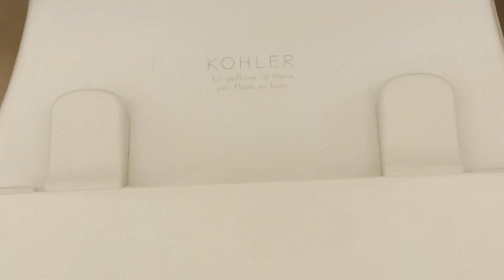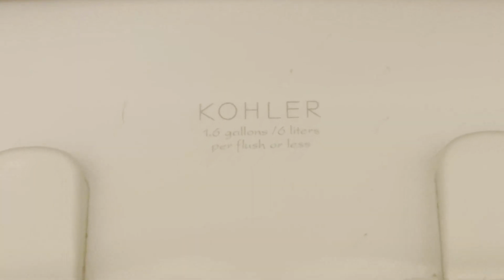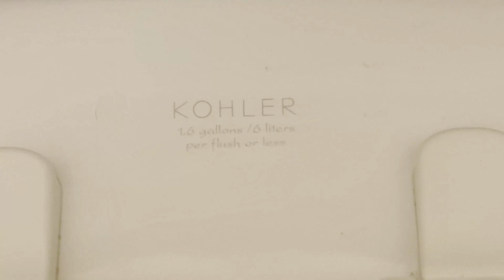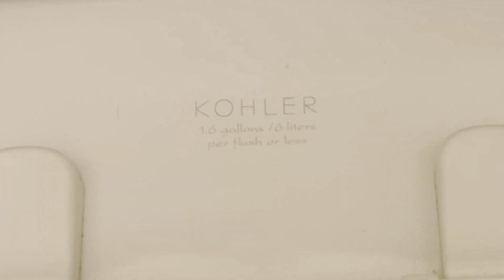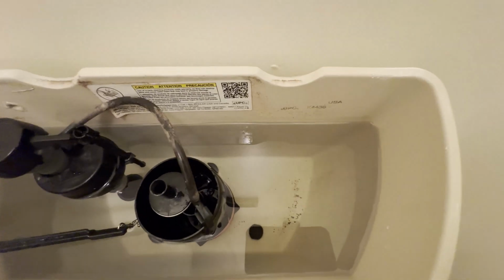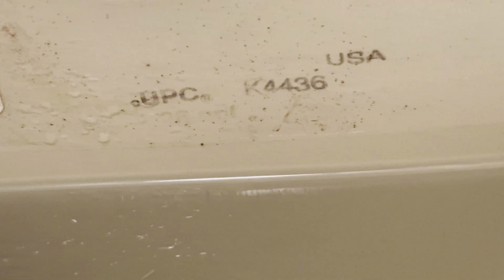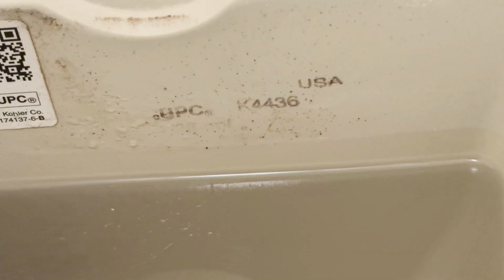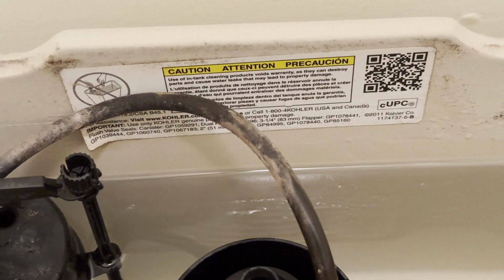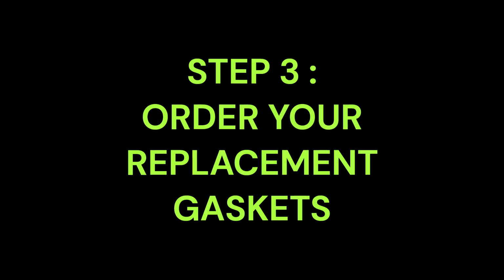The name of the toilet, the brand, is usually right above the toilet seat. Here we go. It's a Kohler 1.6 gallon, 6 liter per flush or less toilet. So that's the brand of the toilet. And now we have to find out the model number. Usually that's inside the tank. In a Kohler, it's stamped on the tank. There's our K4436. That's the model number. You would think it was on this sticker with the UPC code and everything, but it's not.